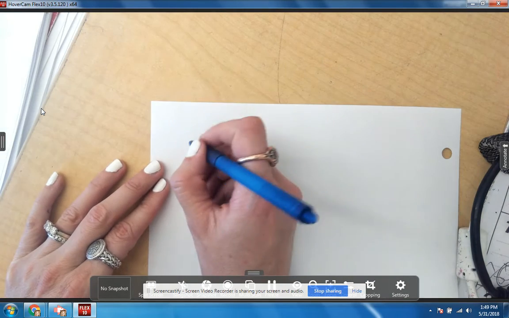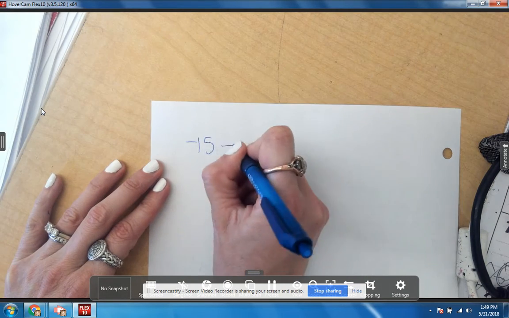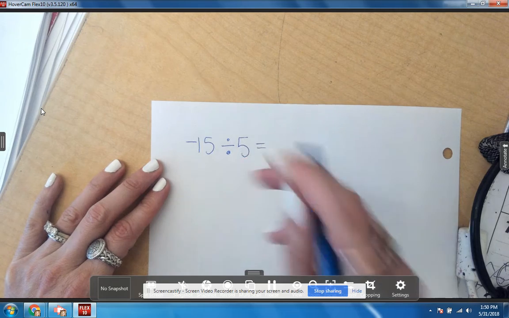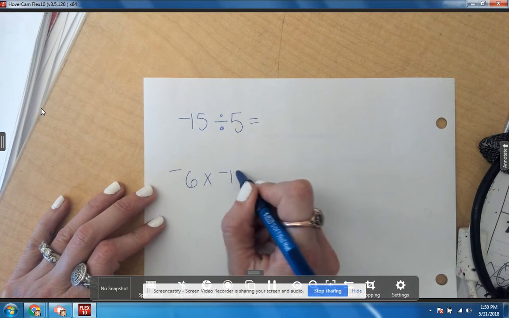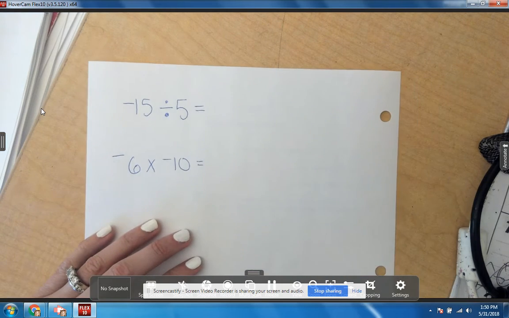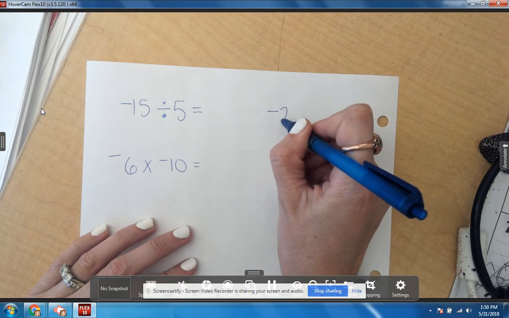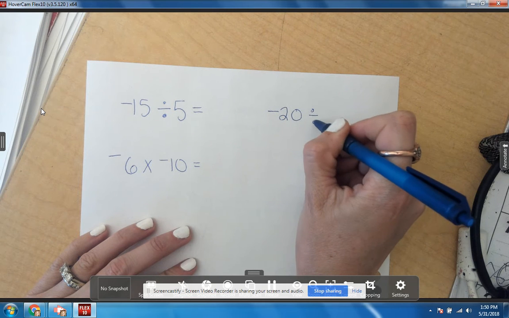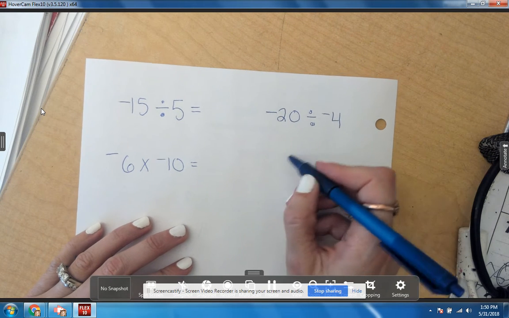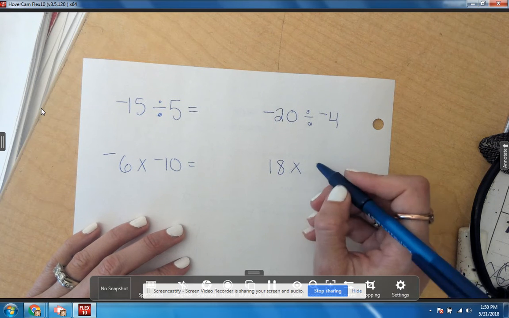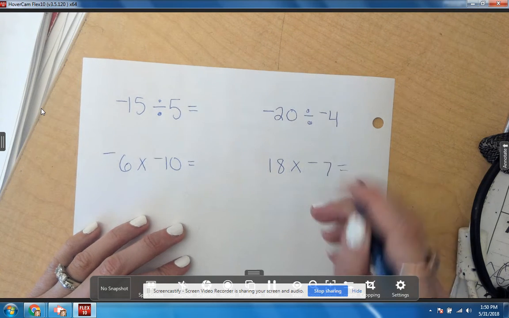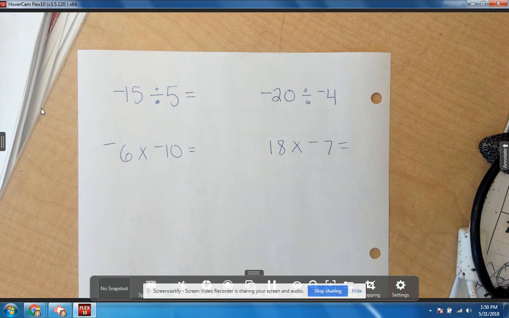Okay, so I'm going to have you flip it over and try some. So you try these, and the rules are on the other side if you forget. So let's try negative 15 divided by 5, so regular division, determine the sign. Let's try negative 6 times negative 10. Let's try negative 20 divided by negative 4. And let's do 18 times negative 7. Okay? So try these. Regular multiplication, regular division, and then if one number is negative, the answer is negative. Okay, so try those.